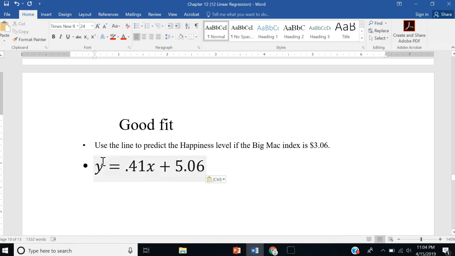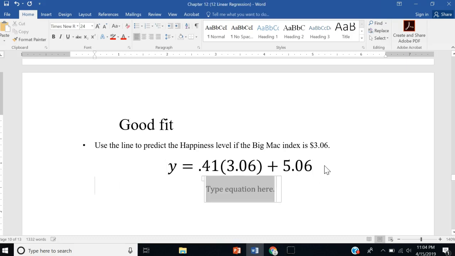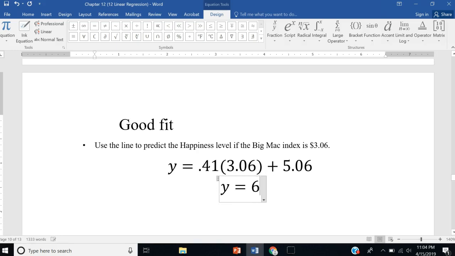Now, if we try to predict what this line would say about happiness if the Big Mac index were $3.06, well, we'd go 0.41 times 3.06 plus 5.06, which gives me 6.3146. So this line would predict 6.3146 to be the happiness level, or the Cantril ladder score, if the Big Mac index were at $3.06. All right.